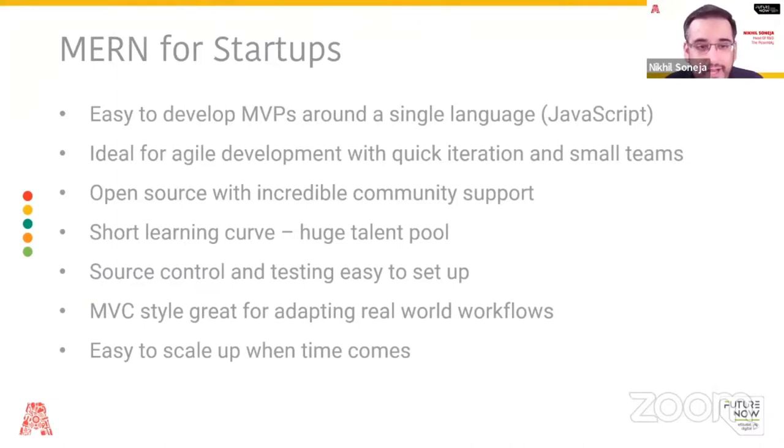It's also ideal for agile development, because startups rely on that. Unlike bigger companies, where everything is tested and you have QA people and all that, you work more with agile development, where there'll be new releases every day, or even more than every day. There's quick iteration. So MERN and all the aspects of MERN do help for quick iteration, and you can work with smaller teams but still iterate quickly.